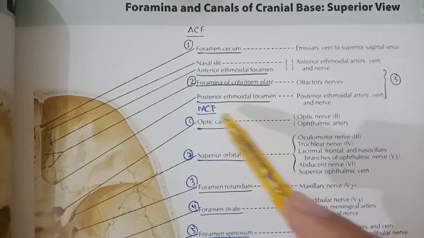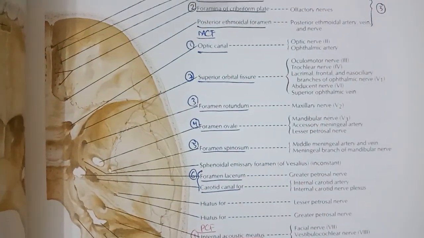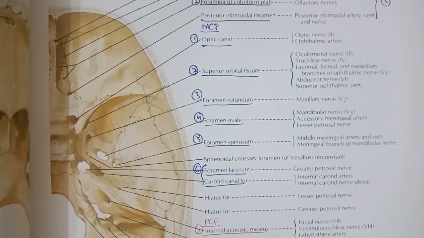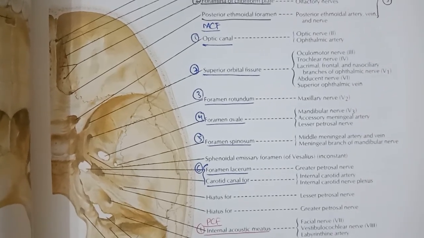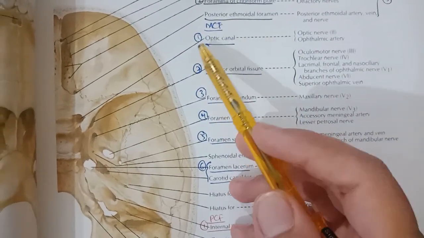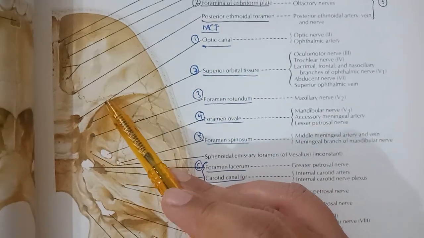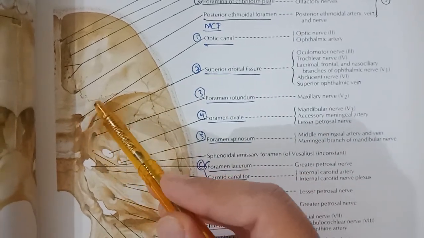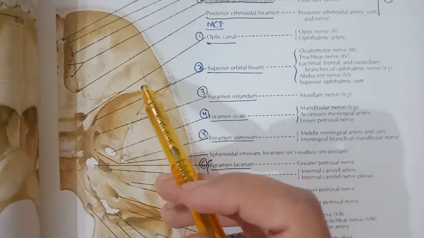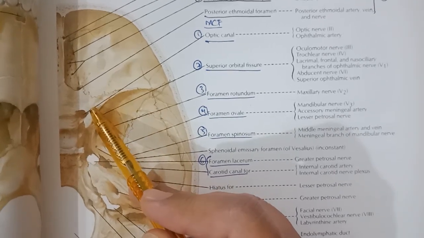Now let's go around to the middle cranial fossa. The middle cranial fossa is the most important fossa, in which we have almost all of the important foramina. So let's start with the most important foramen, that is the optic canal. The optic canal is the only foramen which is present in the lesser wing of the sphenoid. As I already mentioned, this is the lesser wing of sphenoid, and this is the optic canal, the only canal or foramen that is present in the lesser wing of sphenoid.